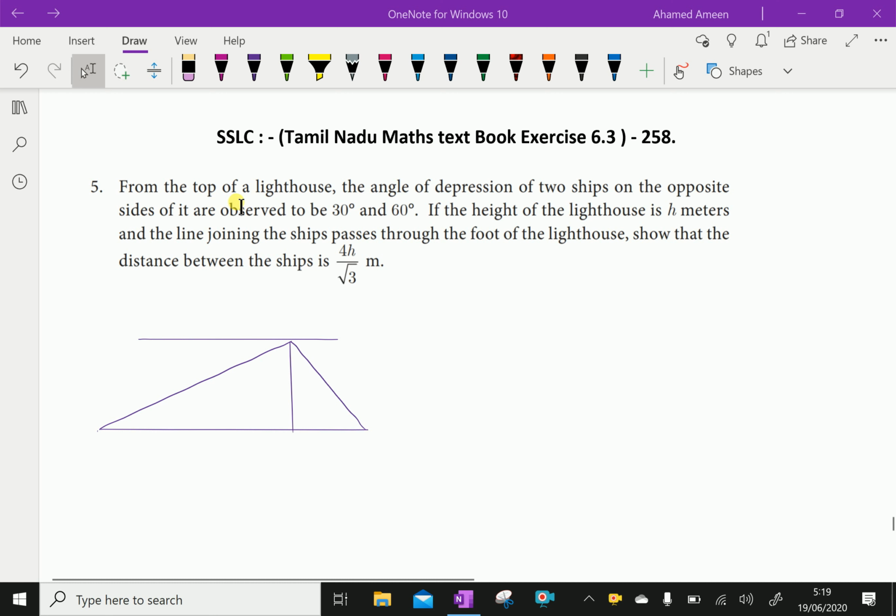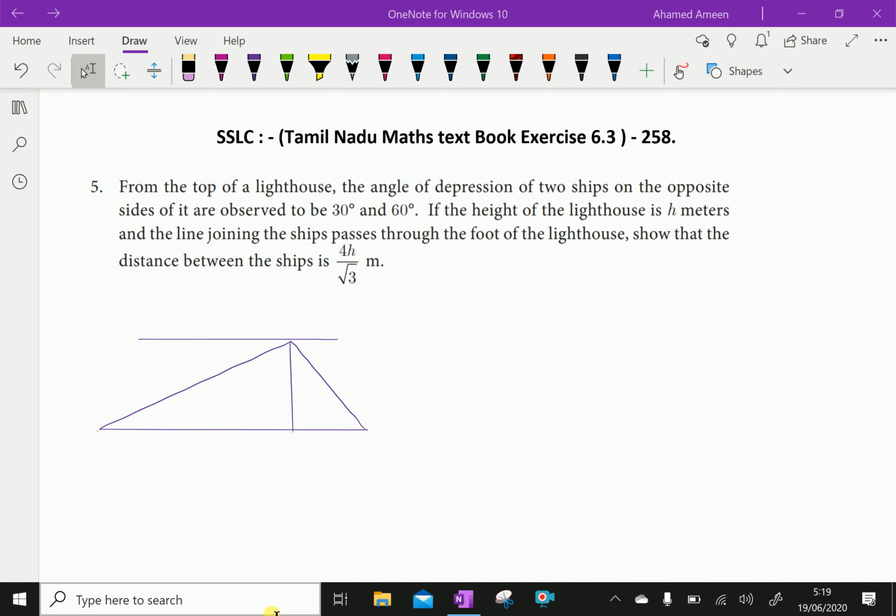Let us do Tamil Nadu SSLC Math Textbook Exercise 6.3, question number 5. From the top of the lighthouse, the angle of depression of two ships on the opposite sides of it are observed to be 30 degrees and 60 degrees. If the height of the lighthouse is h meters and the line joining the ships passes through the foot of the lighthouse, show that the distance between the ships is 4h by root 3.